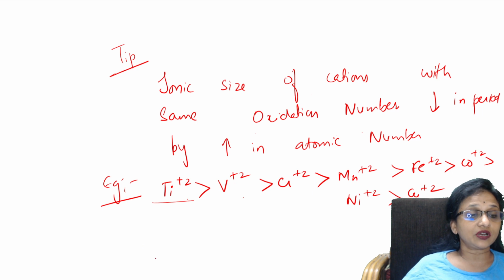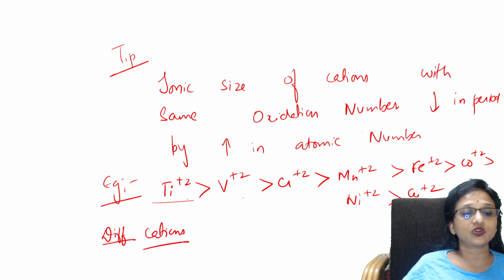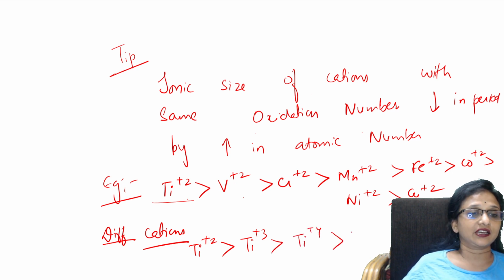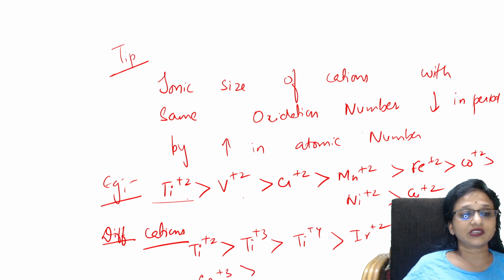And one more thing you have to remember is, suppose they give you different ions. Earlier it was the same ions, now different cations they have given. So what should you remember, students? The order goes like this. Ti plus 2 larger size, Ti plus 3 larger size, Ti plus 4 larger size. Then comes iridium plus 2. Next one more we'll write. Copper plus 3, copper plus 4, copper plus 5, then copper plus 1, then copper plus 2, etc.